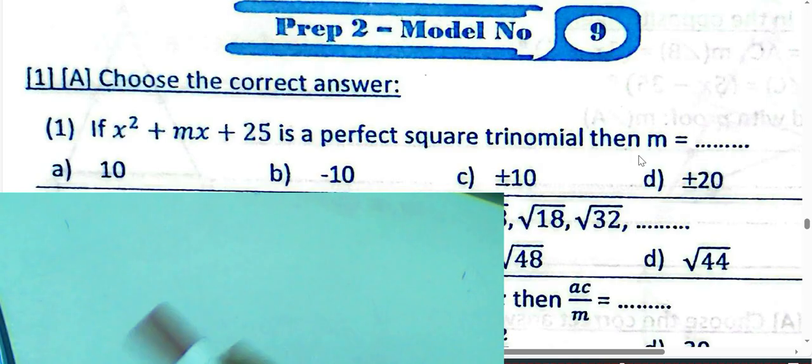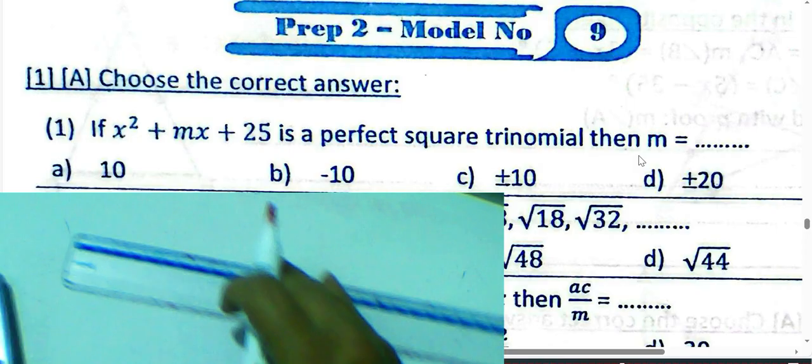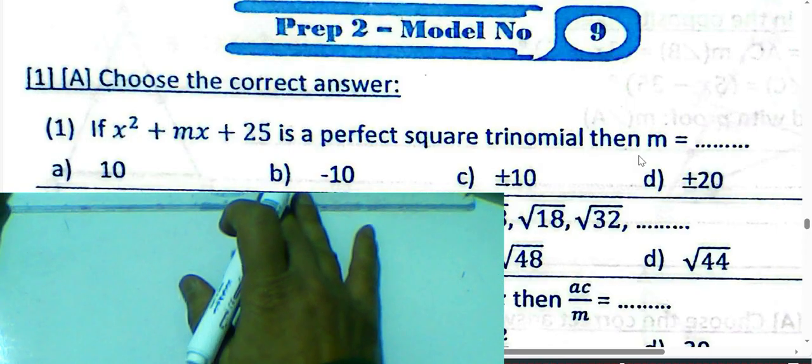Look here, m lies in the middle. We call it a perfect square. What's the meaning of perfect square? A perfect square means the middle term, mx, is equivalent to the product. Look here, I will write the steps.